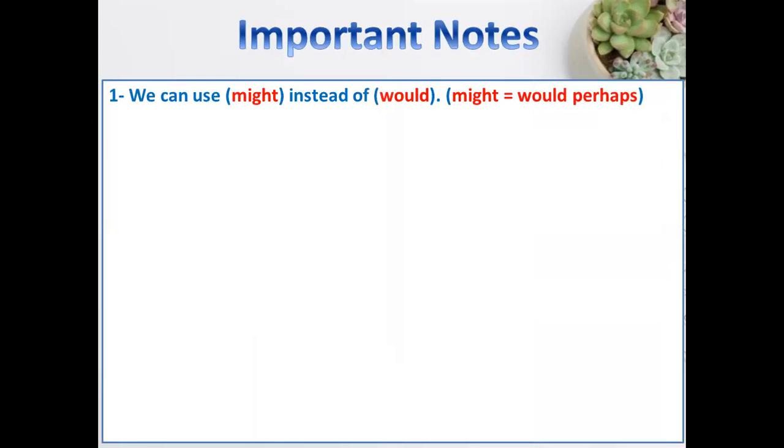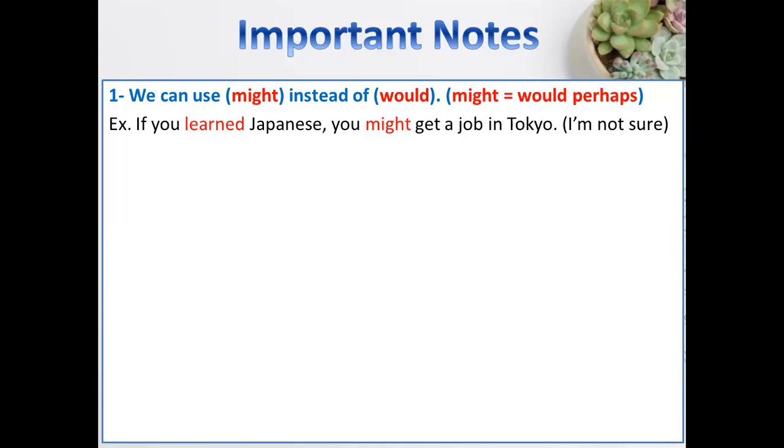Important notes. Number one, we can use might instead of would. Might equals would perhaps. If you found would perhaps, remove it and put might. If you learn Japanese, you might get a job in Tokyo. I am not sure. You might. Here might expresses uncertainty.